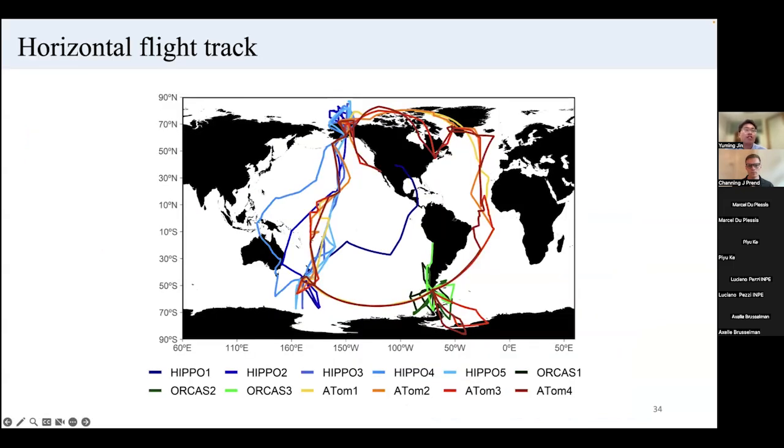The figure here is just me merging all the horizontal flight tracks into one figure. From these 3 campaigns we have samples in all months except December. So it's good enough for us to resolve a seasonal cycle averaged over multiple years, but it can be limited by interannual variability a little bit.